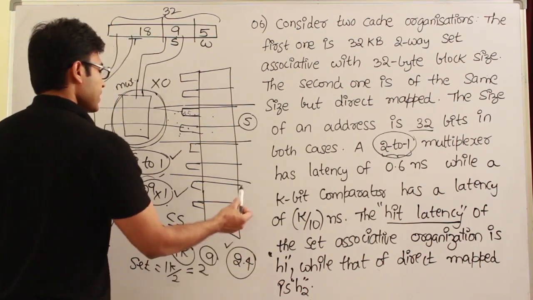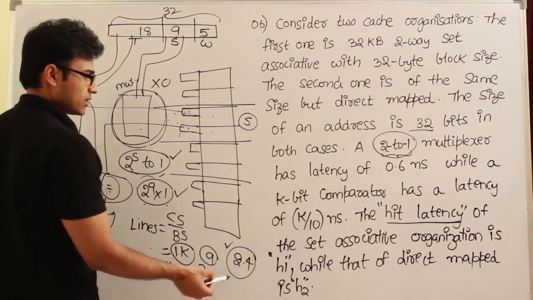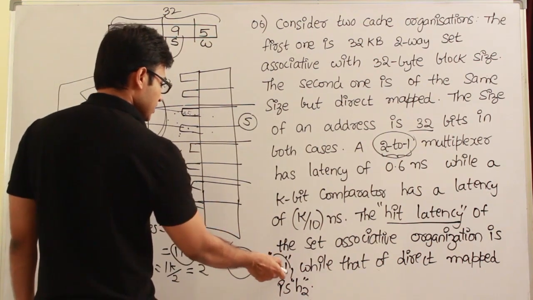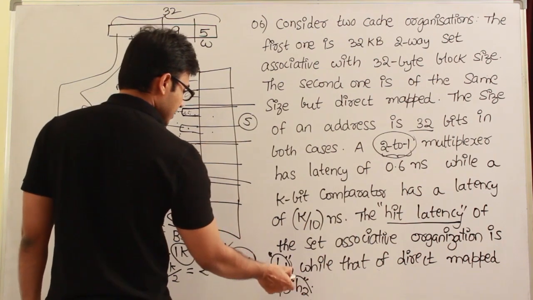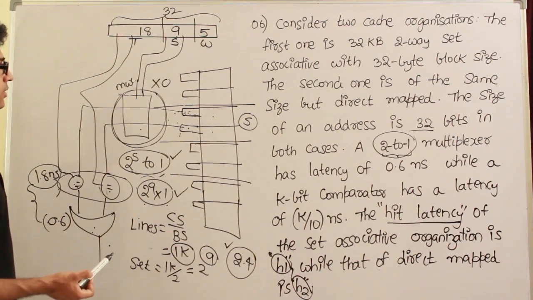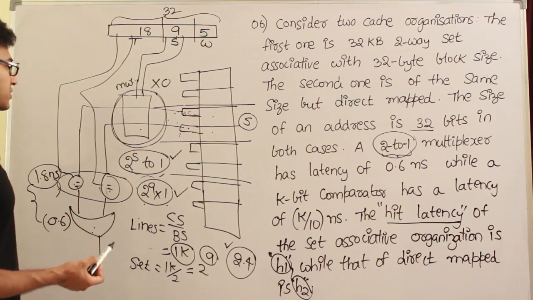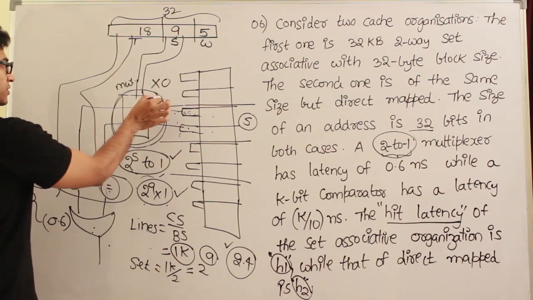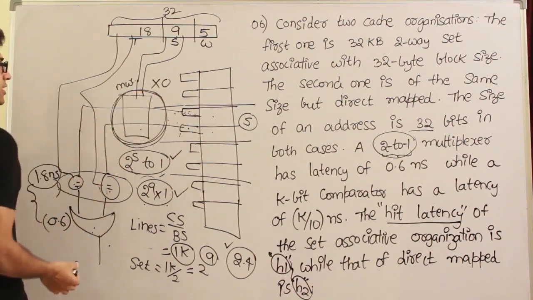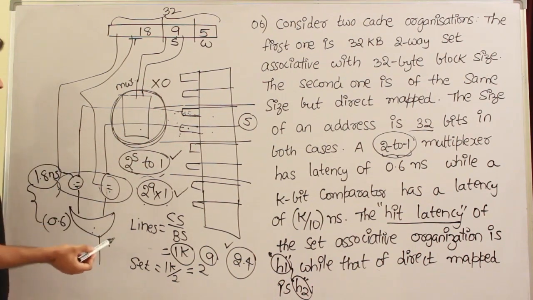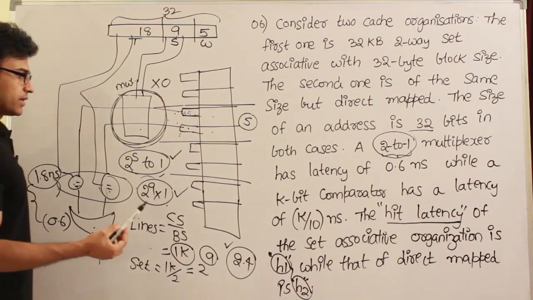So the hit latency H1 is for set associative, isn't it? The hit latency H1 is 2.4 and the hit latency H2 is 1.7. Got it? So that is how you could solve this question. The problem in this question is they didn't mention the multiplexer logic. Actually, multiplexer logic is also involved. That is why, since they didn't mention it, I am taking it as 0. So that is how you got 2.4 as the answer.